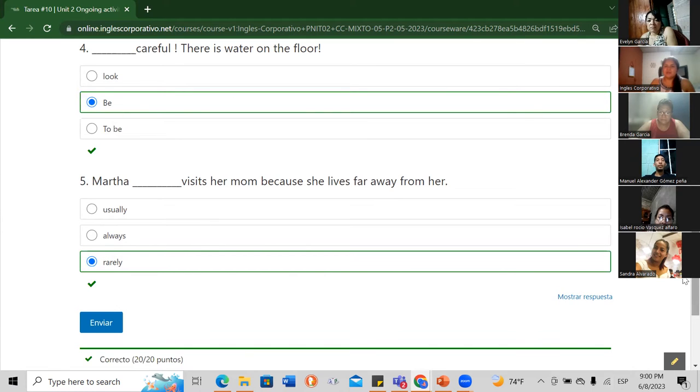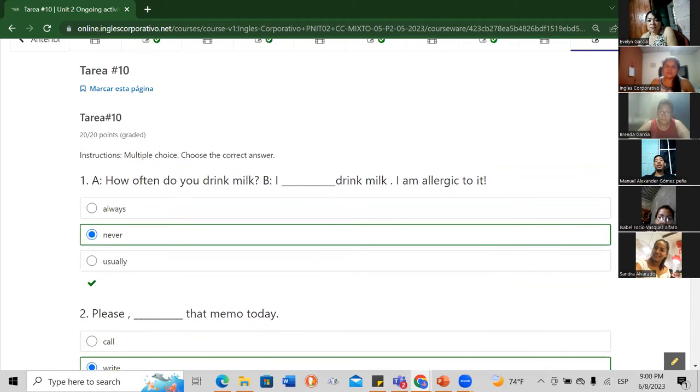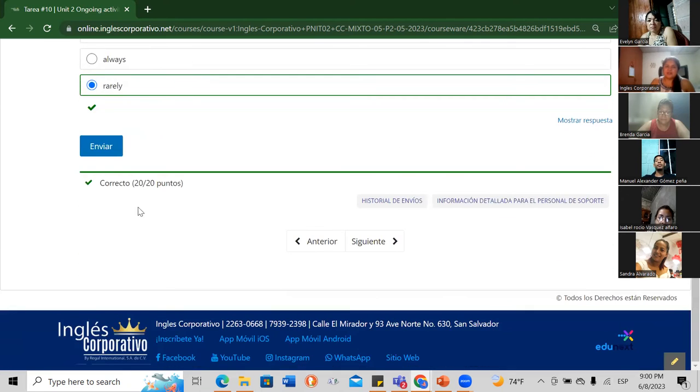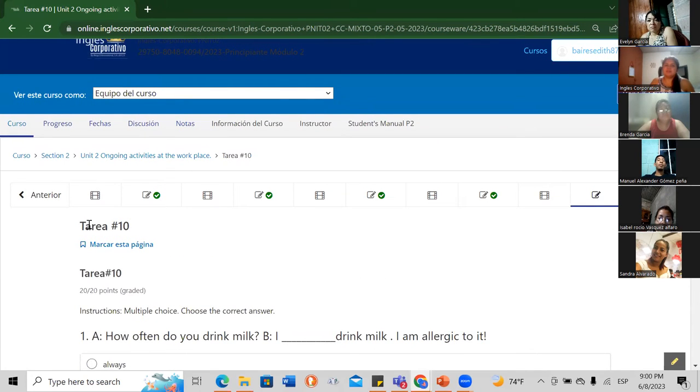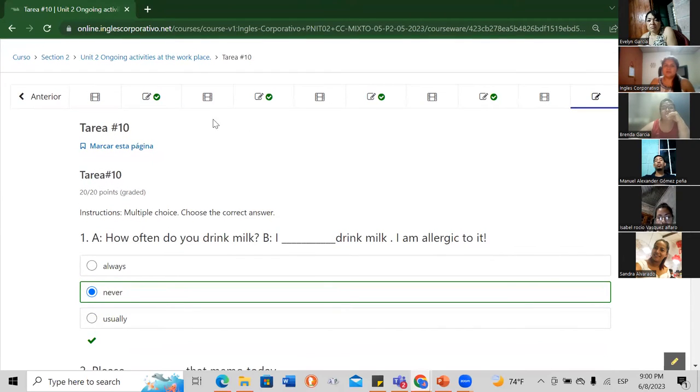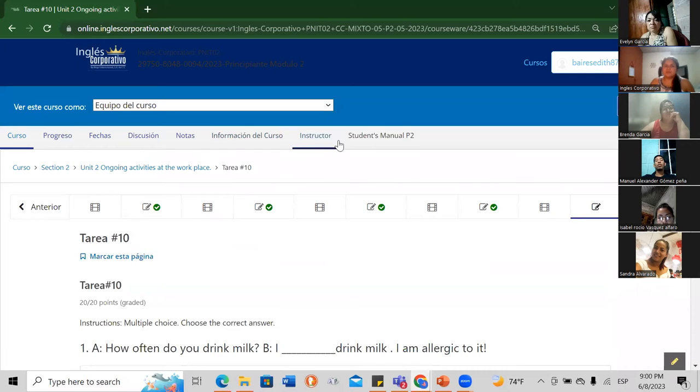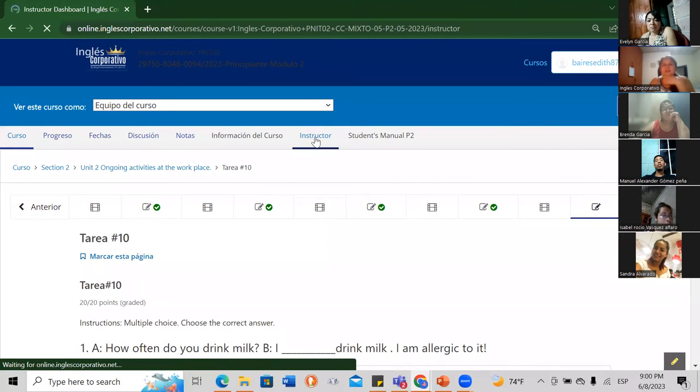Okay, very good. And we will finish studies. Okay. We complete the homework number 10. Very good. Good job. So we can verify here your score over las notas.